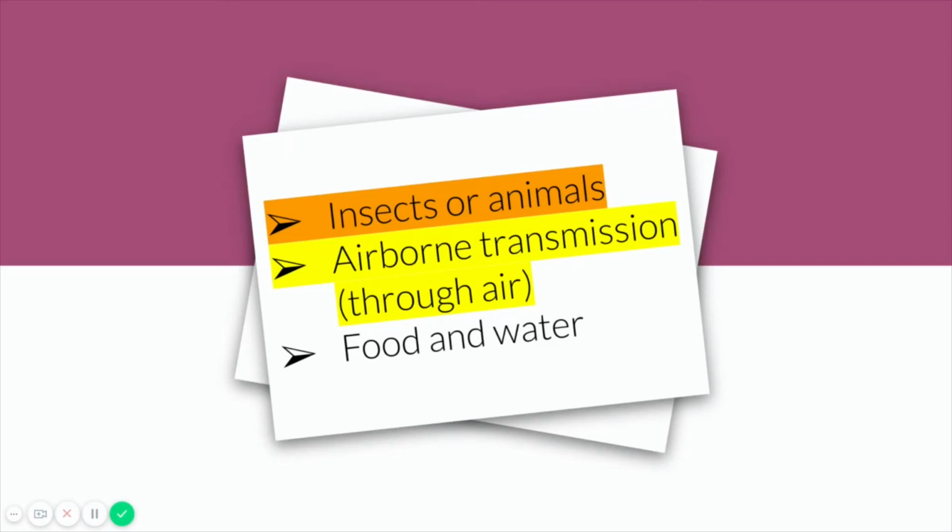Now, I highlighted insects or animals with orange, and if you said that, I'll give you half credit. Because you're right, we did talk about how the bat spread the virus to another animal, which then passed it on to humans. But the more important point is that this virus spreads through the air through coughing and sneezing. So we really, really must be careful.